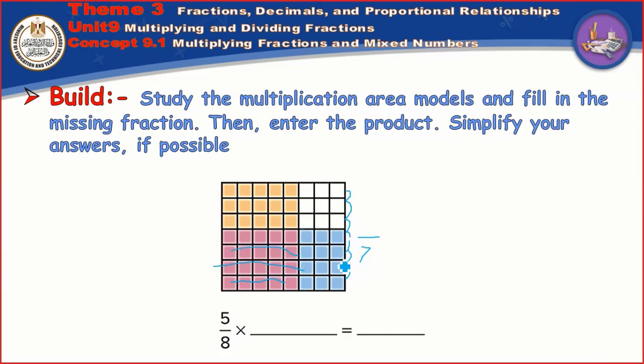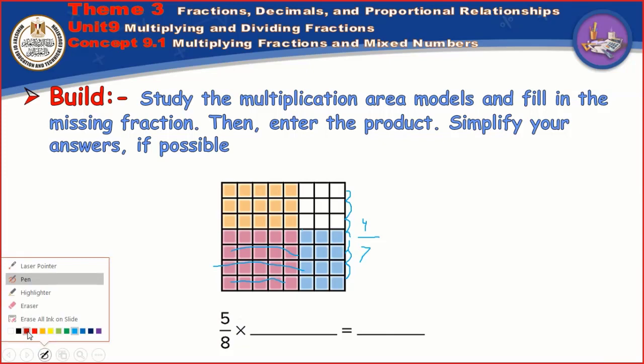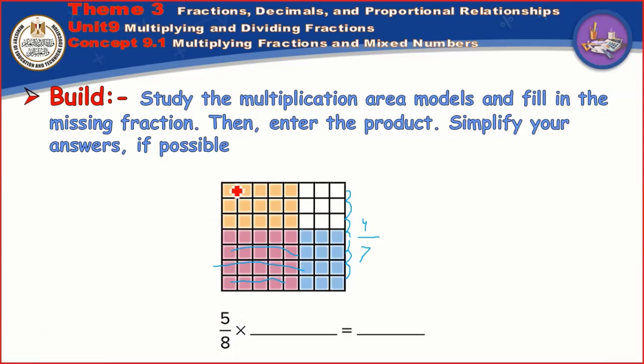So how many parts? 4 over 7, okay. Where is the second fraction, now with orange? Let's try to find. Orange marker, red, okay. How many? 1, 2, 3, 4, 5, 6, 7, 8. Okay, here the denominator is 8. What is the numerator? 1, 2, 3, 4, 5. 5 over 8, this is what he gave me. So where is what I want, the 4 over 7 in blue? 4 rows from how many rows in all?